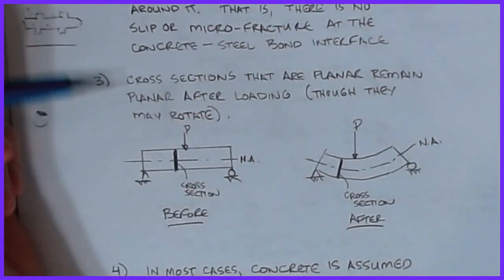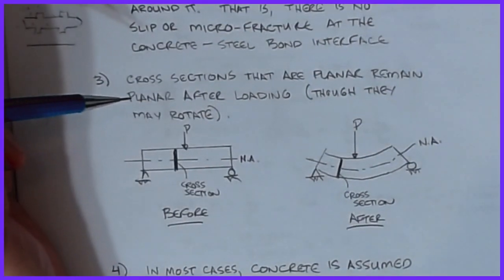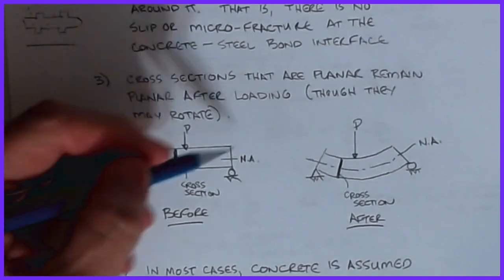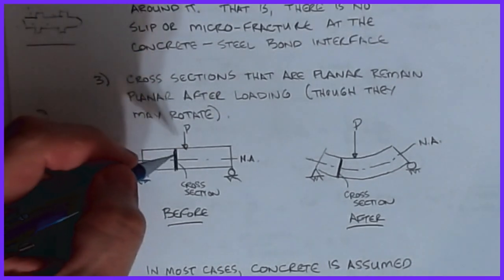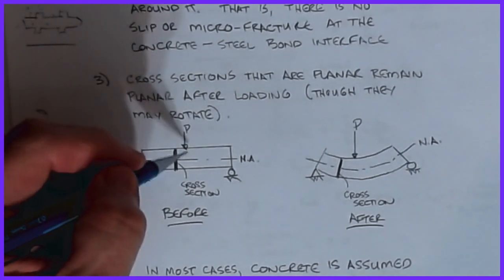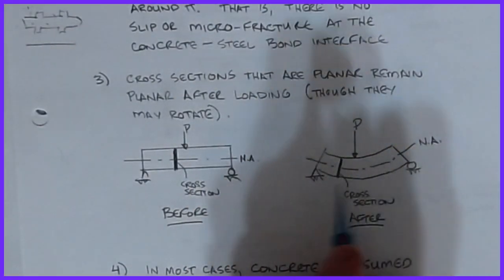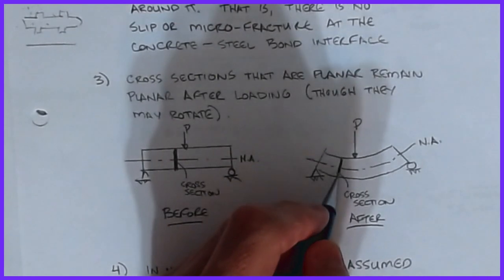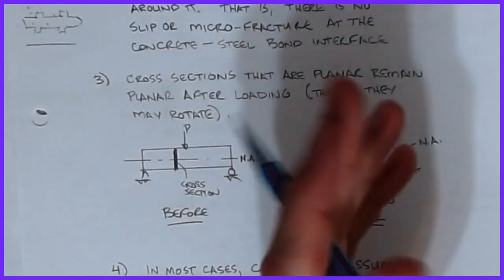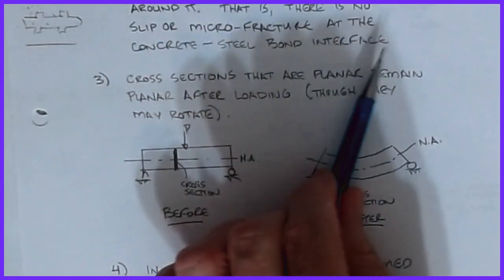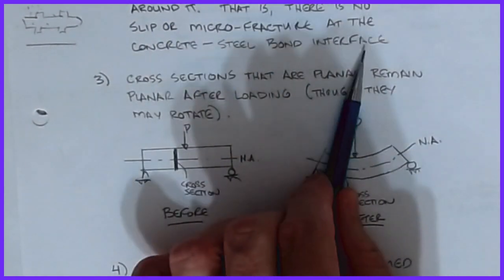Okay, and it's the old familiar plane sections remain plane. Okay, so the idea is that if I take a beam and I were to draw a straight line on this thing that represents the cross section, and I allow the beam to deform in its deformed shape, that line remains straight. I don't get any sort of warping or any sort of strange behavior. Now it's allowed to rotate.